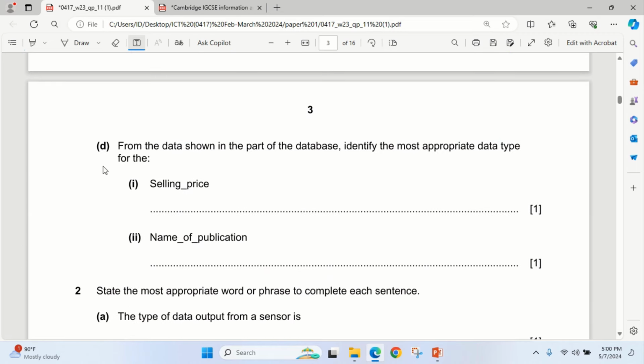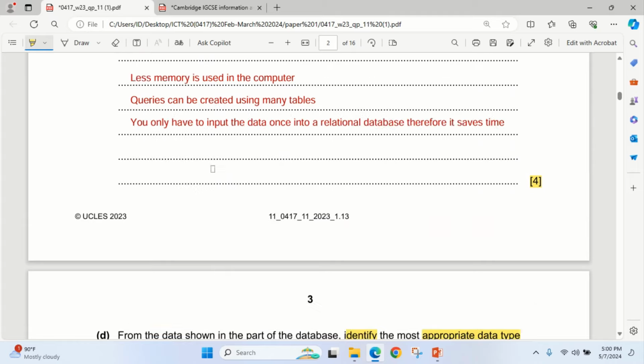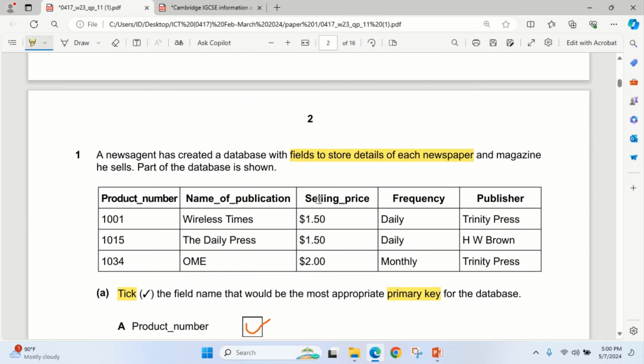Then the next question: from the data shown in the part of the database, identify, that's the command word, the most appropriate data type for the selling price and the name of publication. In this kind of question, you need to refer back to the table given to you. We have different data types. So the most appropriate data type for selling price is, go to selling price.